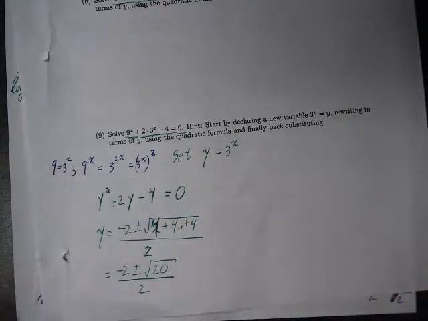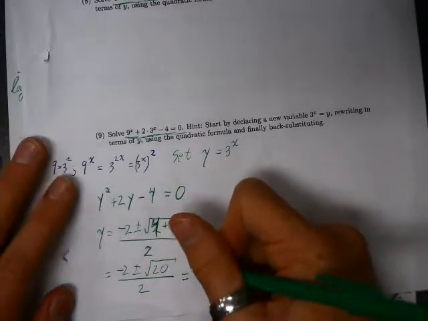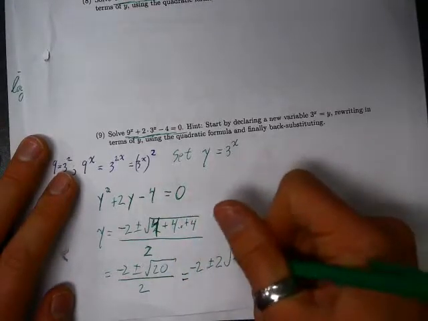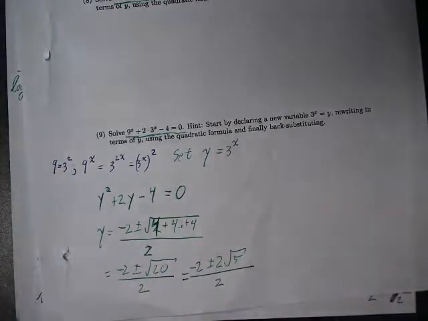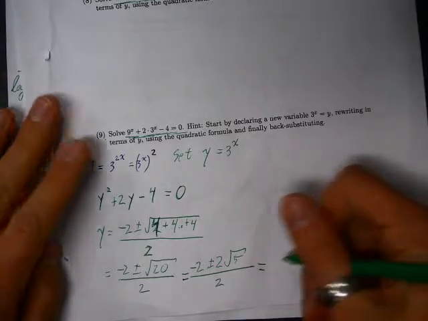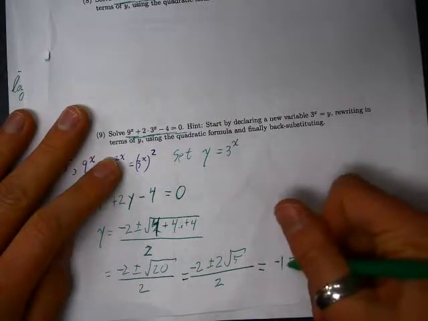Let's keep on simplifying before we move on to the next step. Does 20 have any perfect square factors? What perfect square factor does it have? 4. 20 is 5 times 4. 4 is 2 squared, so I can take 2 out of the square root. So that'll be negative 2 plus or minus 2 square root 5 all over 2. Does anything cancel in that? The twos, right? Everything in the numerator has a two next to it, and the denominator is two. So that's the same thing as negative 1 plus or minus root 5.